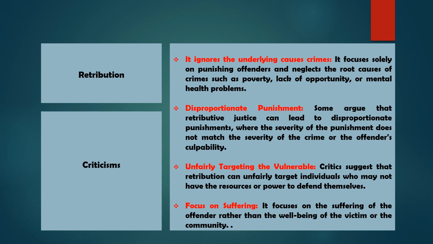The other one is the aspect of disproportionate punishment. In other words, there is a mismatch between the offense committed and the punishment meted against the offender. The retribution approach to crime punishment has also been criticized for focusing more on the vulnerable. We know that in society we have people who are vulnerable, and therefore their vulnerability predisposes them to crime. And therefore it is the opinion of critics that retribution can unfairly target individuals who may not have the resources or power to defend themselves.